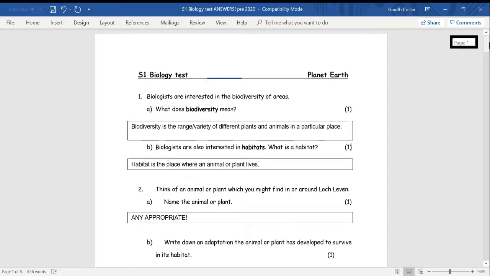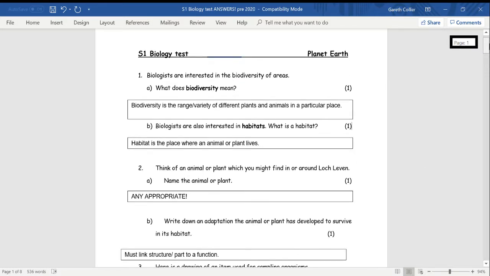So you can see the answer scheme for this one is pretty vague. Any appropriate plant or animal that you might find at Loch Leven. So if you said a zebra or a jellyfish, you obviously wouldn't get it right. But if you said a deer or a grass or reeds or even fungi like mushrooms, you'd be right. You get a mark for any appropriate one for that.